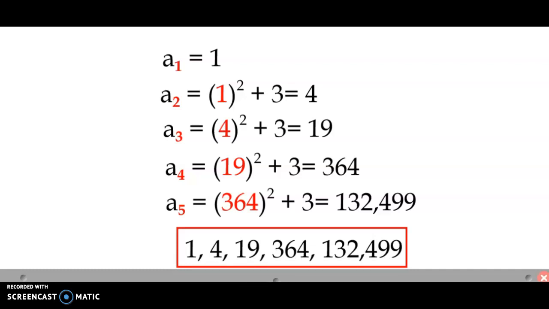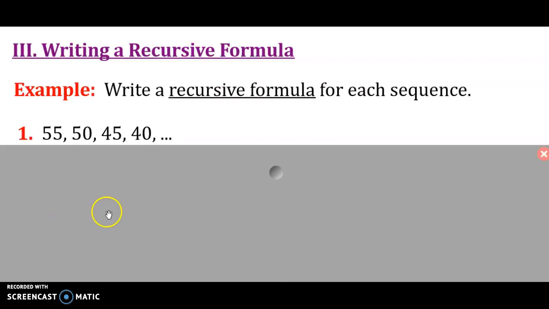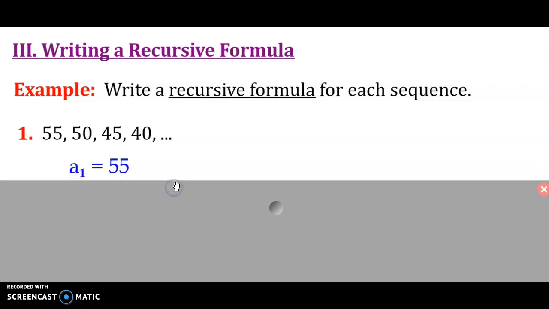All right, let's move on to kind of our last page of things. Come up with a recursive formula for each of these. Remember, when you're asked to come up with a recursive formula, first thing you're going to do is write the first term down, a sub 1. Got it. And then what do you do to each successive term? I'm going to say I'm subtracting 5 from each one.